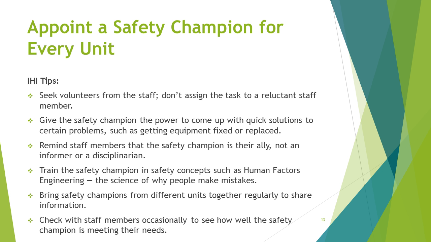Remind your staff that the safety champion is their go-to person. It's their ally, not an informer, not a disciplinarian. They're there to help support the staff and be their ally. Then you need to train the safety champion in safety concepts such as human factors engineering. It's the science of why people make mistakes. That's just an example. There are a bunch more out on the IHI website. Then you need to bring the safety champions from different units together regularly to share information across units. And then check with staff members occasionally to see how well the safety champion is meeting their needs.